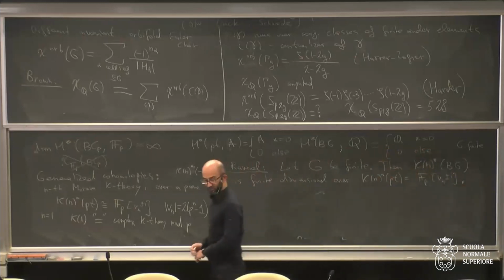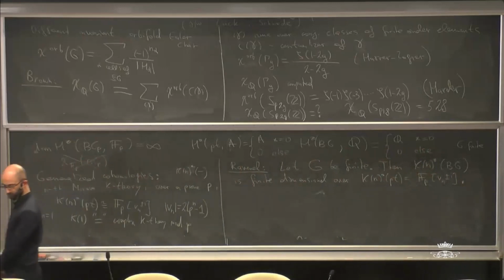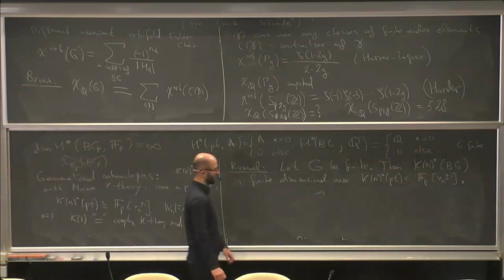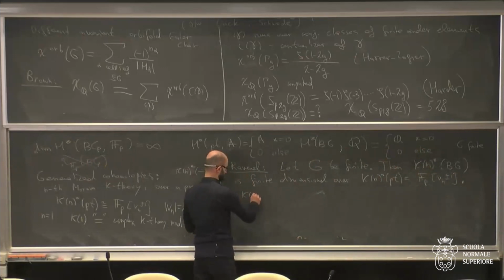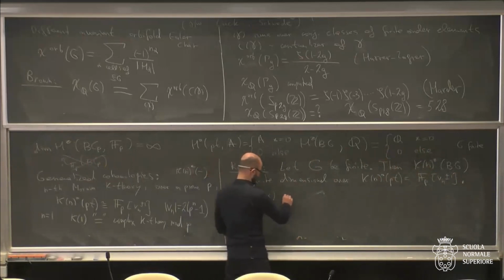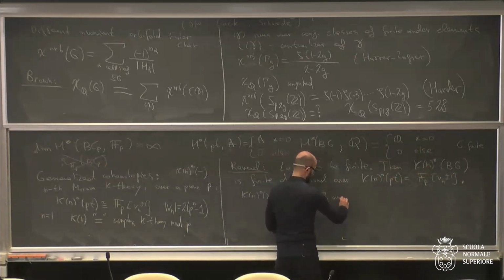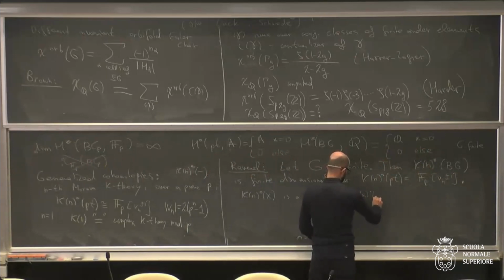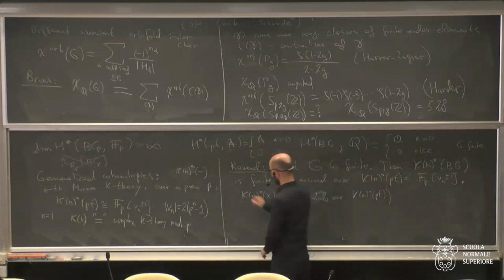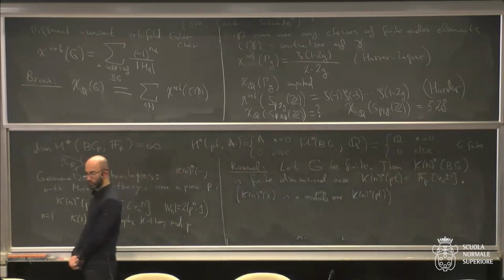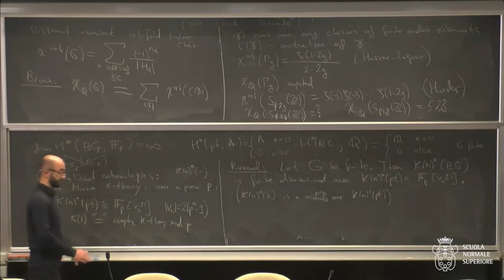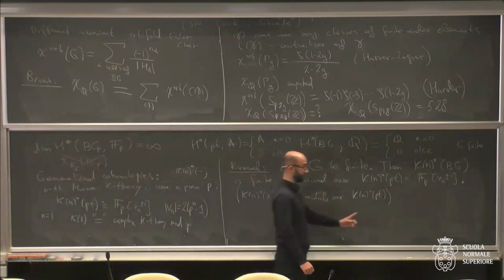Let's digest this a bit, because I'm not really in a rush and I'm trying to explain these things more carefully. So K_n upper star of BG is a module over K_n upper star of a point. That just comes from the external product in cohomology. It's always a module over K_n upper star of a point. But now K_n upper star of a point is a graded ring. In fact, it's a graded field.